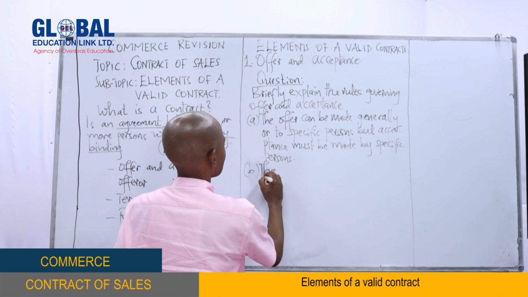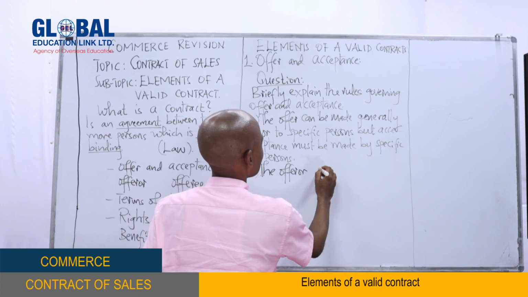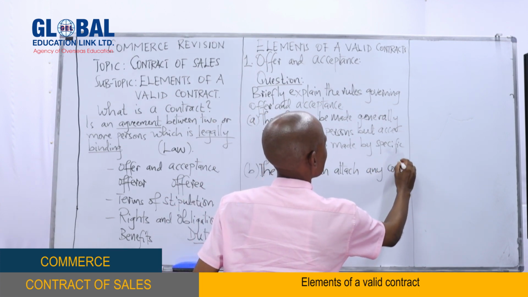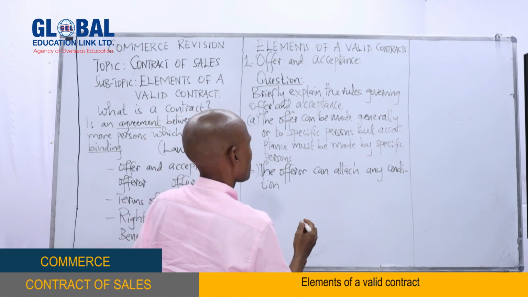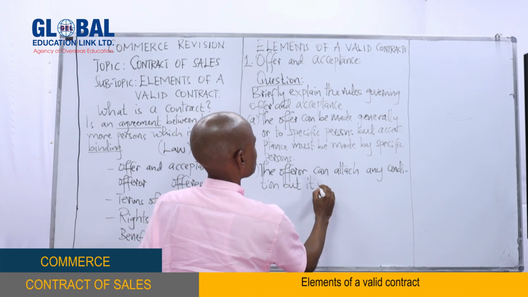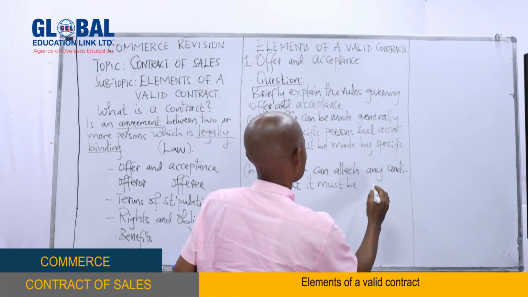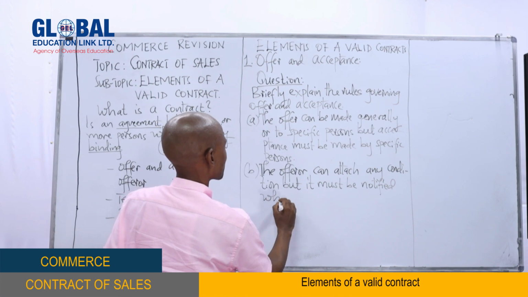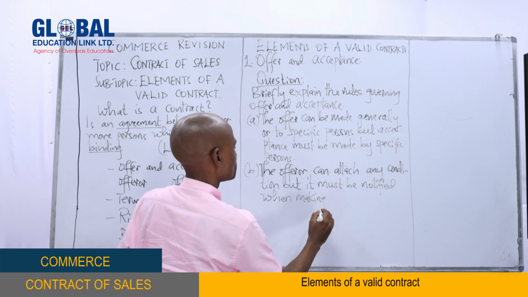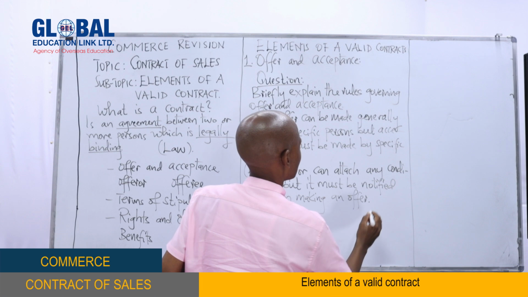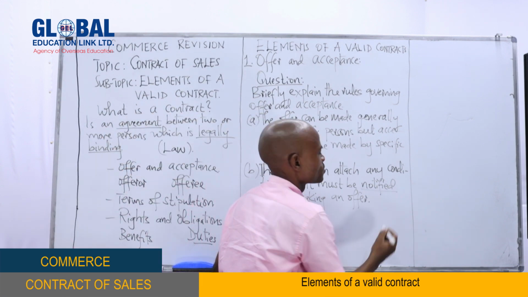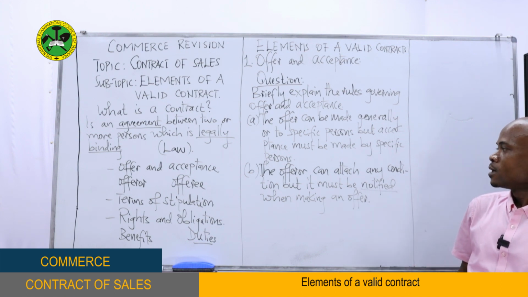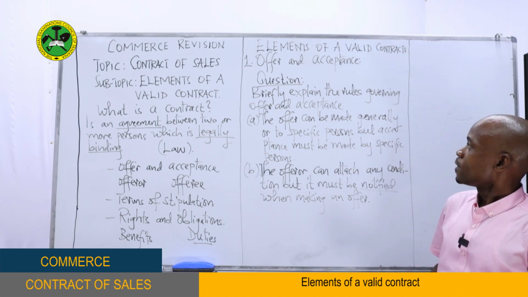So we say the offerer can attach any condition but it must be notified when making an offer. It must be communicated. So the one who is accepting must be notified. So that was the second rule governing offer and acceptance.